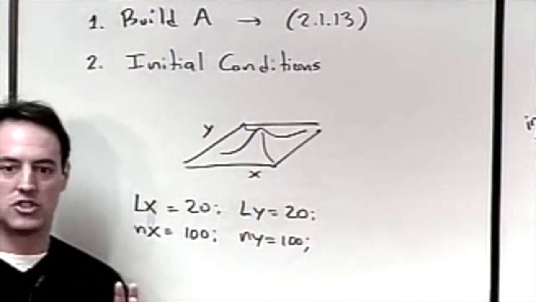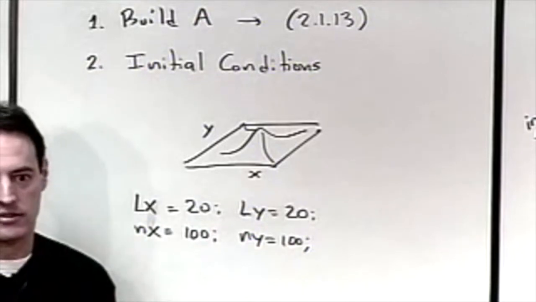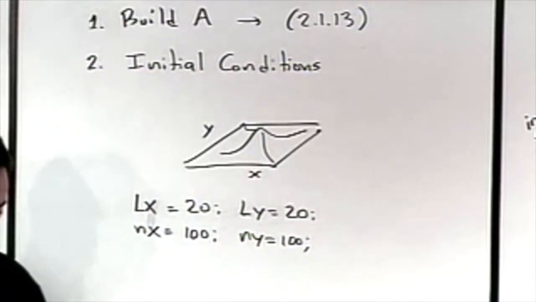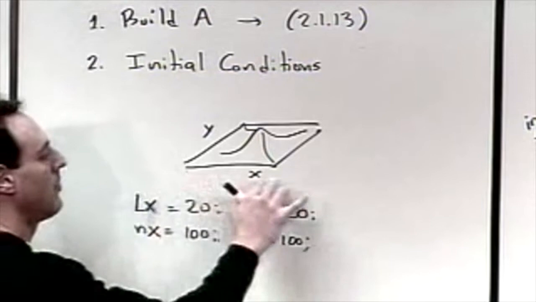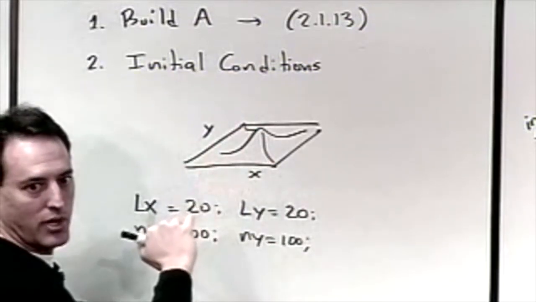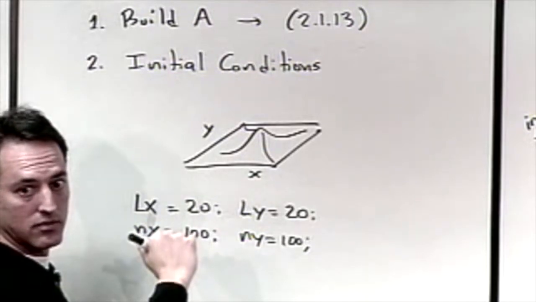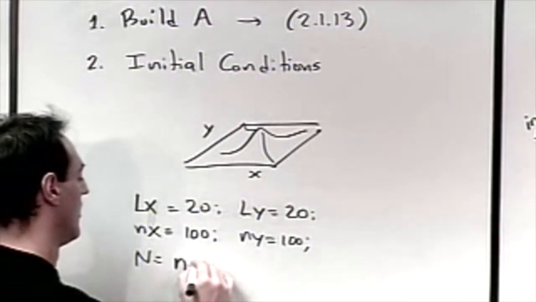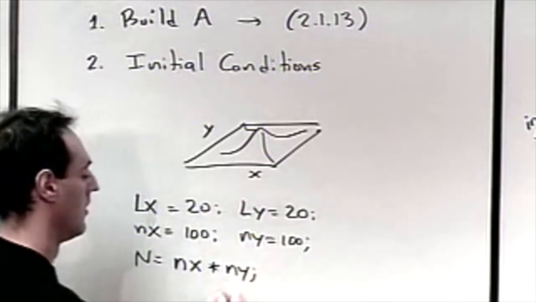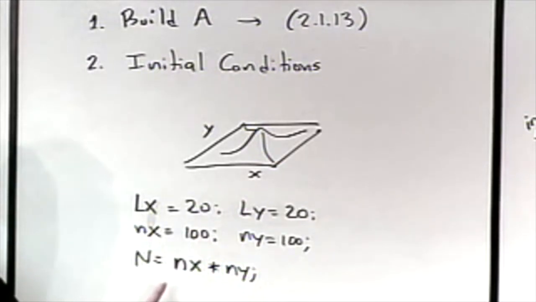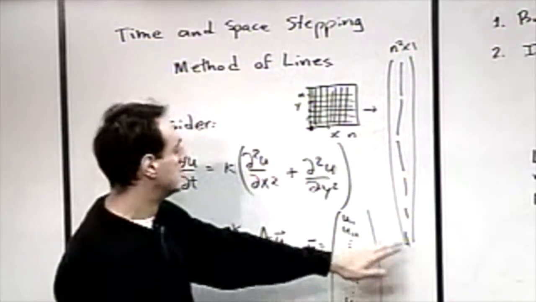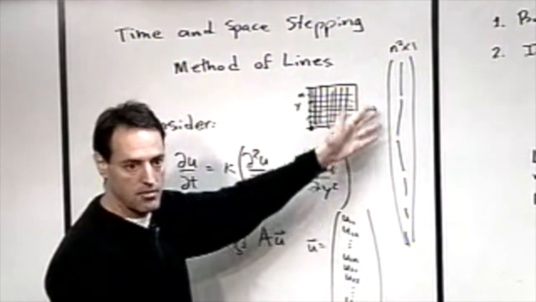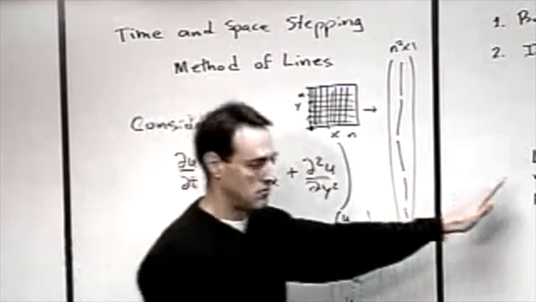For a lot of what we want to do, chopping it equally in x and y is a good idea. Now, remember, if I have n points this way and n points this way, how big is the vector I'm going to create out of this? The reshaped vector is going to have nx times ny points. If nx and ny are the same, it's just n squared by 1.